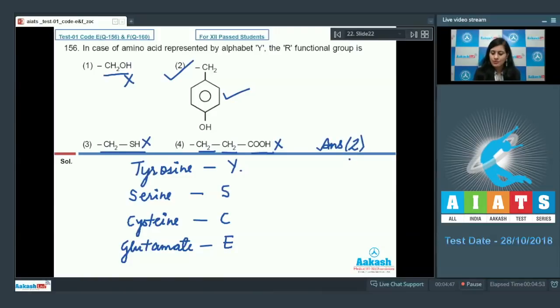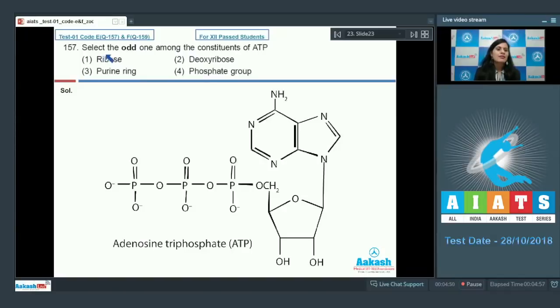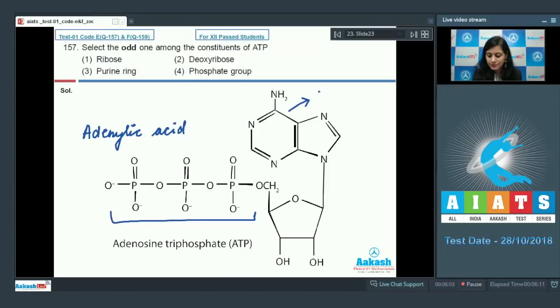Let's discuss our next question. Question number 157. Select the odd one among the constituents of ATP. And we know that ATP, that is adenosine triphosphate, is adenylate acid, consists of these phosphates, this heterocyclic purine ring, adenine, and this ribose sugar. We have to find out which option is not present in the structure of this ATP.